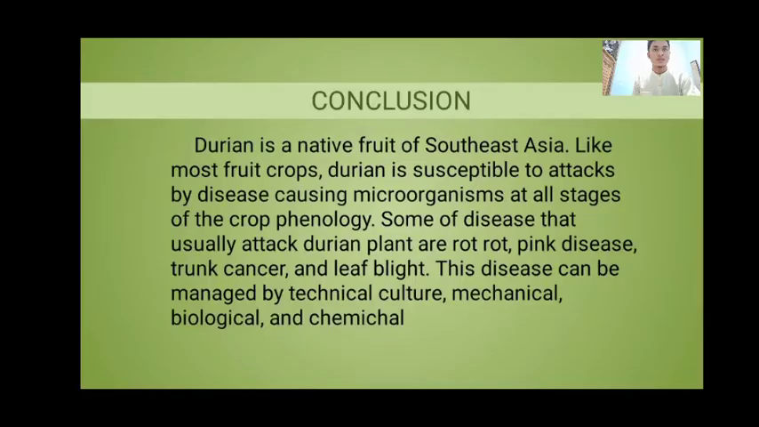Okay, the next is the conclusion. Durian is a native fruit of Southeast Asia. Like most fruit crops, durian is susceptible to attack by disease-causing microorganisms at any stage of the crop phenology. Some of the diseases that usually attack durian plants are root rot, pink disease, trunk cancer, and leaf blight. The diseases can be managed by technical culture, mechanical control, biological control, and chemical control.